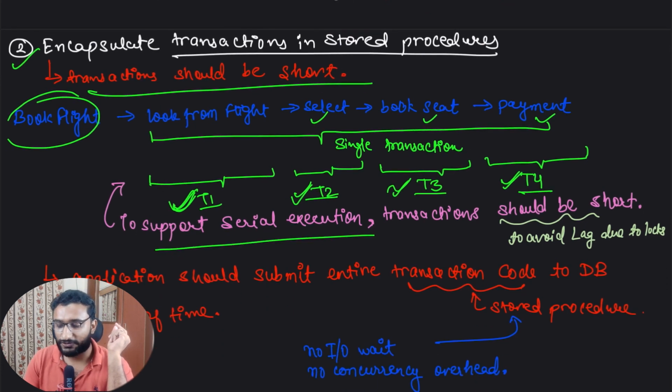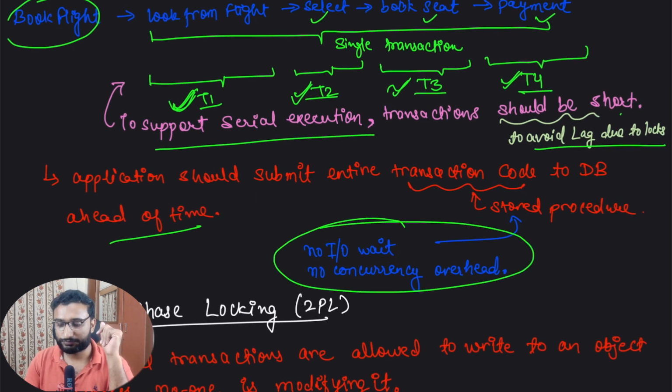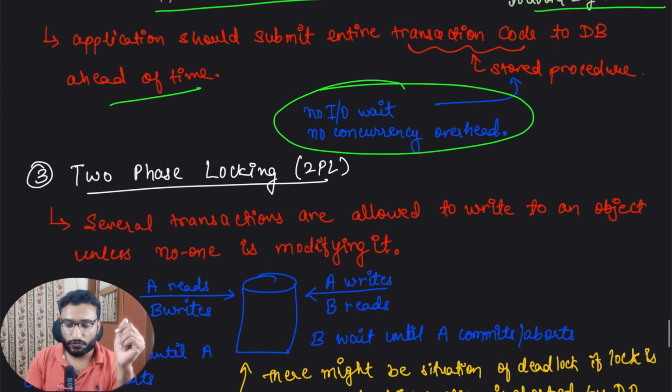To support serial execution, transactions should be short to avoid lag due to locks. The application should submit the entire transaction code to the DB ahead of time. This is what we mean by stored procedures: you have already told the DB ahead of time that this is the piece of code to execute when this write query comes. So there is no IO wait and no concurrency overhead. Another way is two-phase locking.